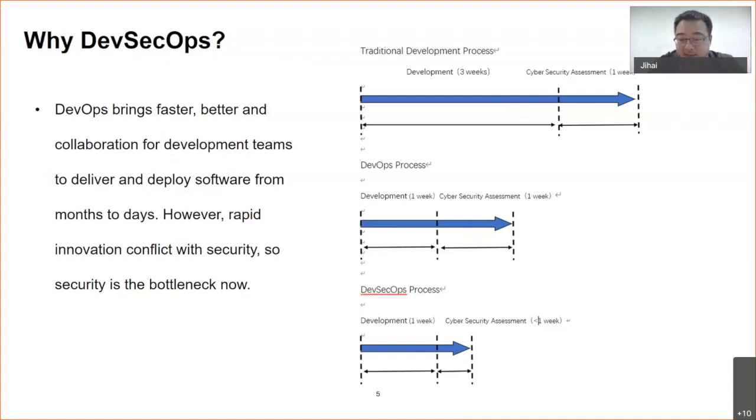And the second stage is like I mentioned before. Traditionally, before the product goes to production, the cybersecurity team or department will do some cybersecurity scanning or assessment to make sure there are no vulnerabilities in your product. In this example, this period costs 1 week. So the whole delivery time is 3 weeks plus 1 week, which is 4 weeks. This 4 weeks is the whole delivery time for the traditional way.